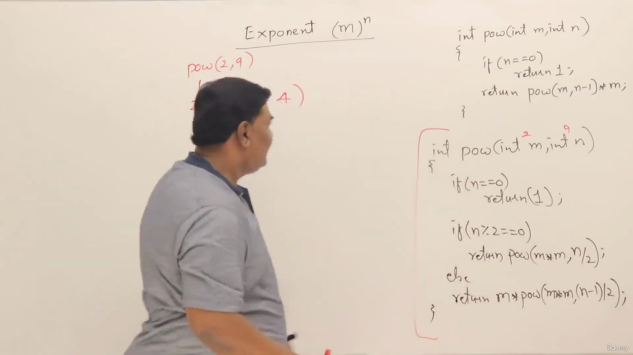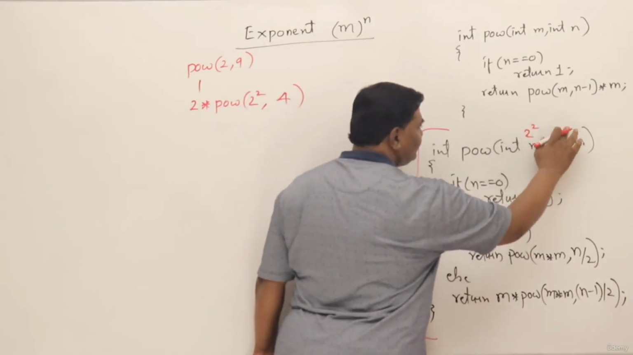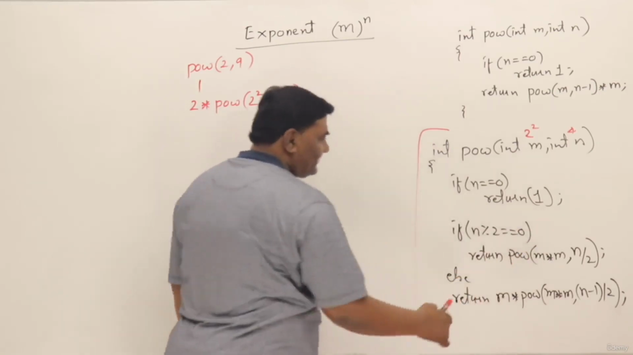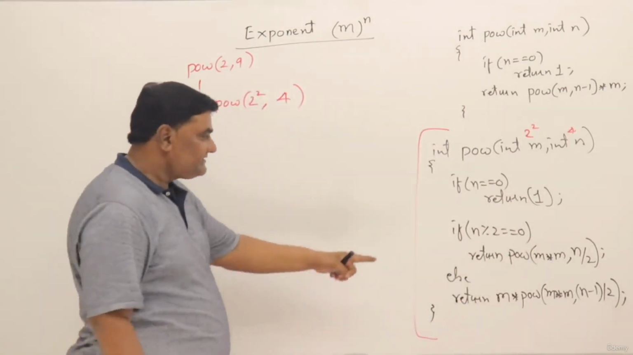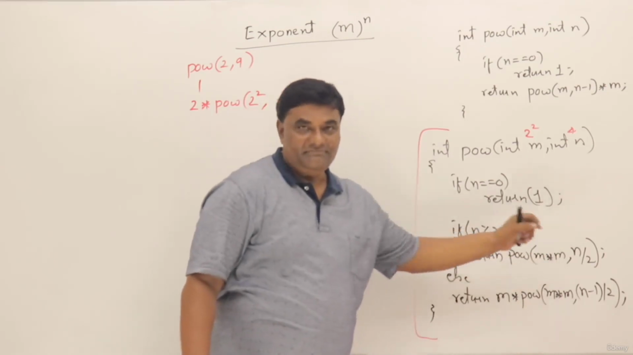Now again a call is made. This time this is 4. That is 2 square, and this is 4. So 4 is not 0. 4 is an even number. Even number, so there is a call with multiplying m into m and n by 2.